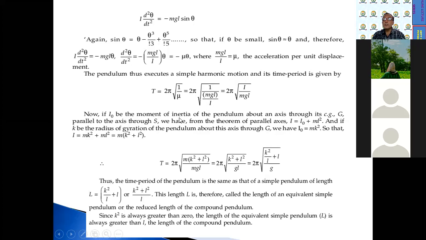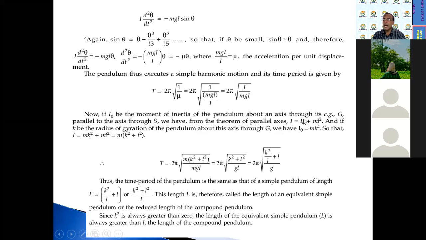If I0 is the moment of inertia of the pendulum about an axis passing through the center of gravity G parallel to the axis, suppose one axis passes through S and one passes through G, so both axes are parallel. So now we will apply the principle of parallel axis, and for the principle of parallel axis, moment of inertia is I is equal to I0 plus ml square.